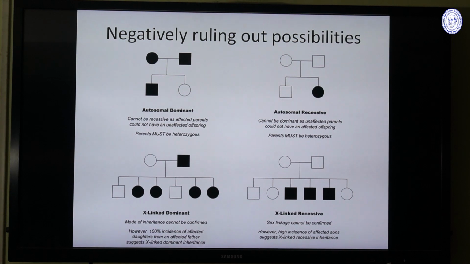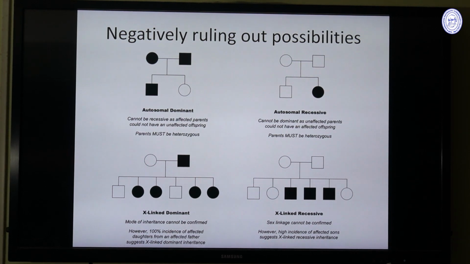This is the case of autosomal recessive. Here you can see clearly that two normal parents are giving birth to an abnormal or defective daughter. So this daughter is obviously carrying the gene from both her parents, who are in carrier condition. So the autosomal recessive cannot be dominant, because unaffected parents could not have an affected offspring, so the parents must be heterozygous.